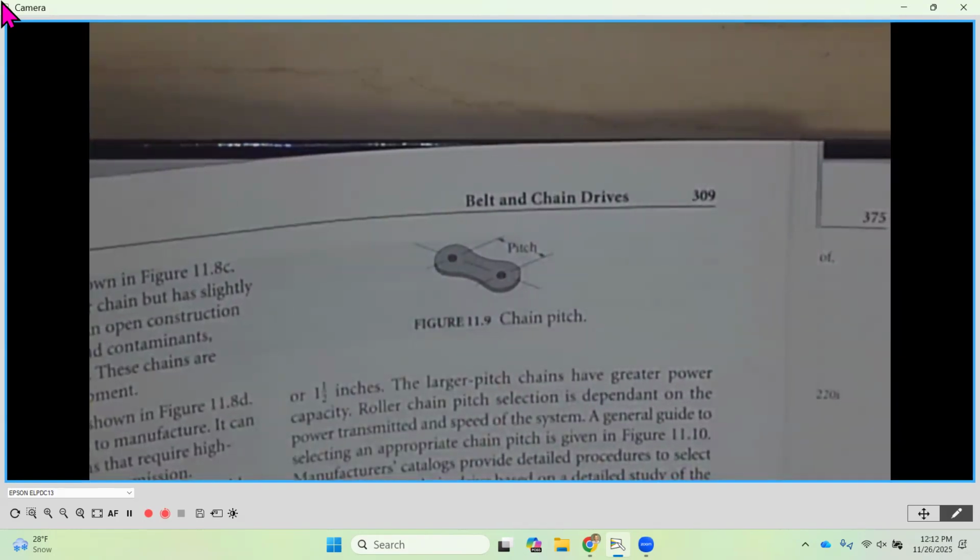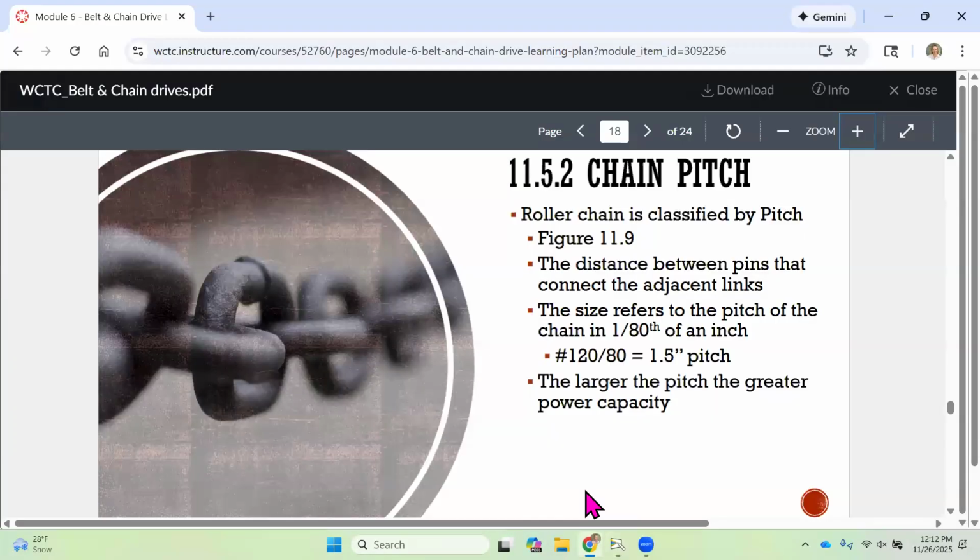Now, like I said, when we specify chain, we call it out with a number, all right? If we go back to our PowerPoint presentation, you're going to notice that the number we call it out with, in this case, is number 120 chain, okay? Number 120 chain has a pitch associated with it, which is the distance apart on those two pins. And what we do is divide whatever our pitch number is by 80, okay? And by dividing by 80, we get a value of 1.5 inches, okay?